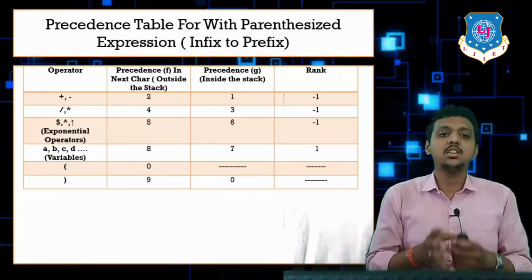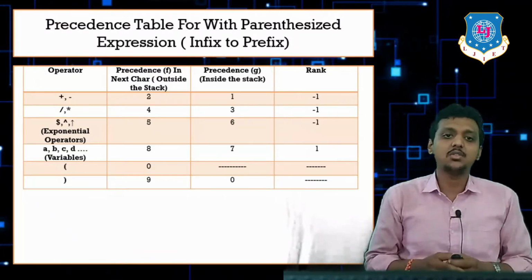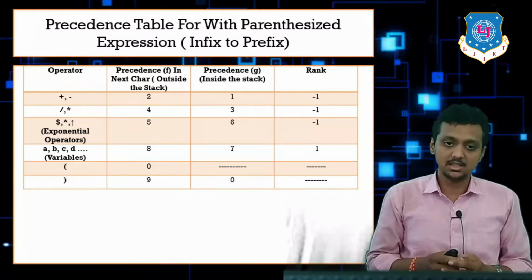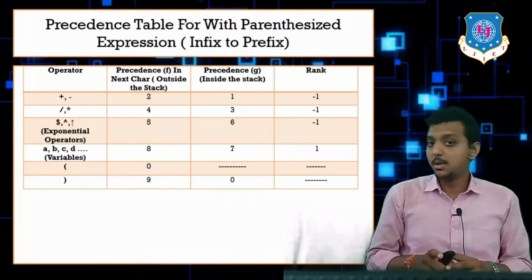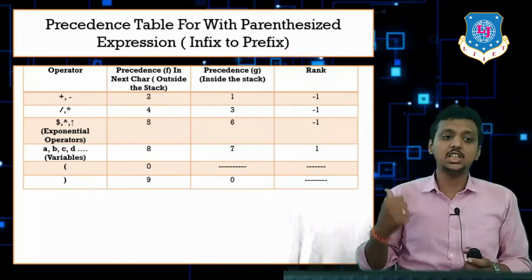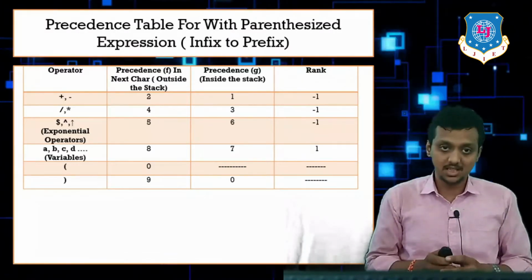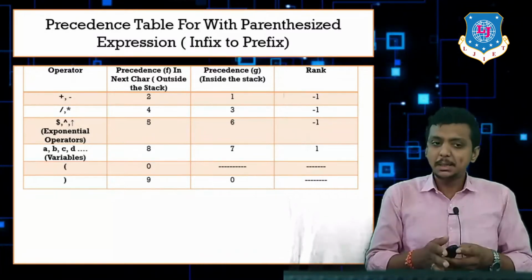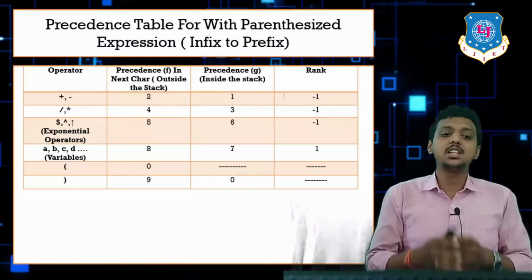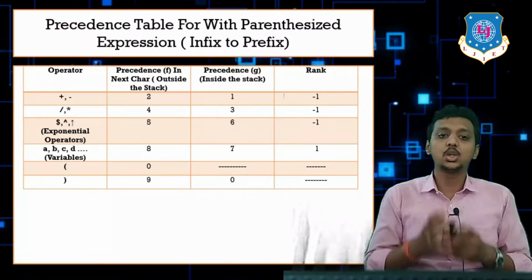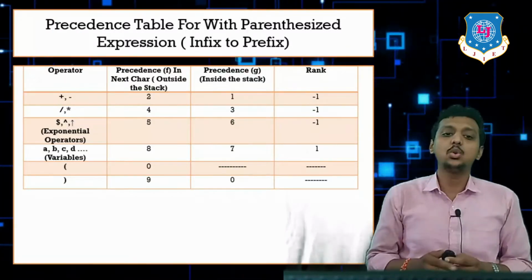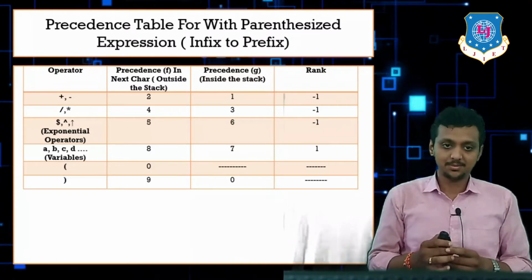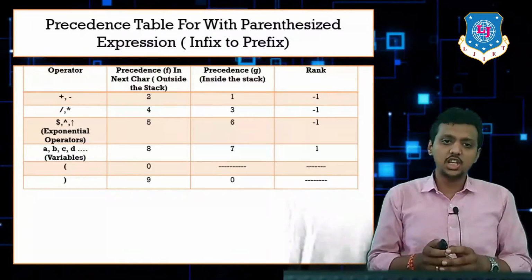Inside the stack we start with 1, and outside the stack we have 2 for plus and minus. See, there is no change in rank, so rank is as it is, minus 1. But always remember the change in the opening bracket and closing bracket precedence. Students, for the opening bracket we have the precedence 0, and for the closing bracket we have the precedence 9 outside the stack and 0 inside the stack. Okay, so this is a little bit of change over here.